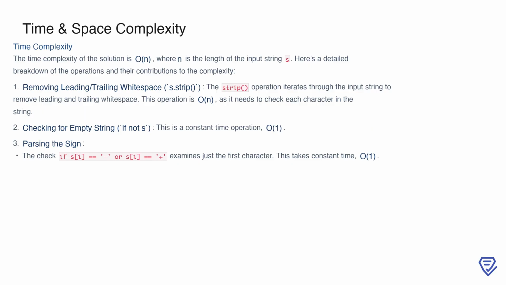The time complexity of our solution is O(n), where n is the length of the input string. Let's break this down step by step. First, the operation s.strip removes leading and trailing whitespace from the string. Since strip needs to check every character in the string, its complexity is O(n). Next, checking whether the string is empty, which is done using if not s, is a constant time operation, O(1). Parsing the sign involves checking if the first character is a plus or dash, which is also O(1).